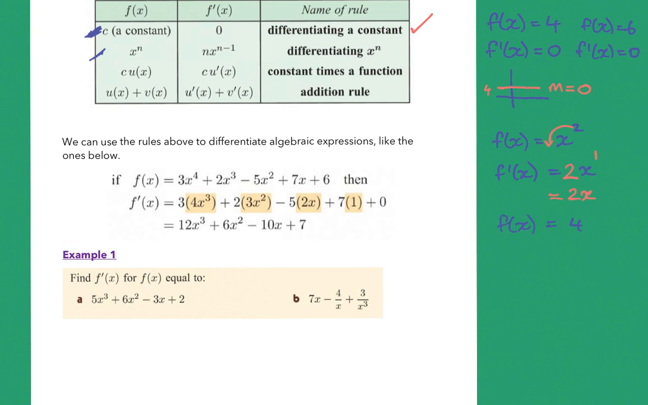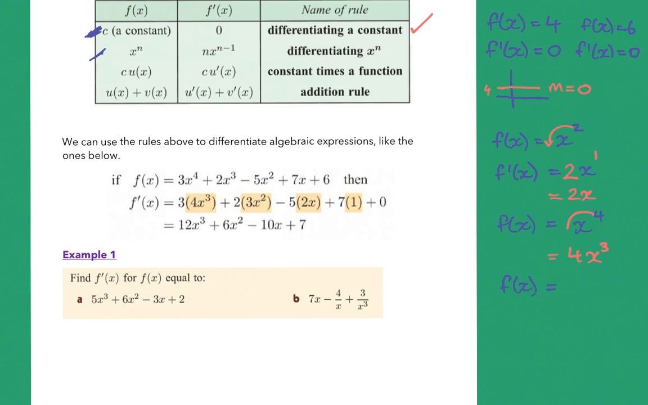If f of x equals x to the power of 4, f dash of x, we bring the power down and decrease the power by 1. 4 comes down, x decreases the power by 1.